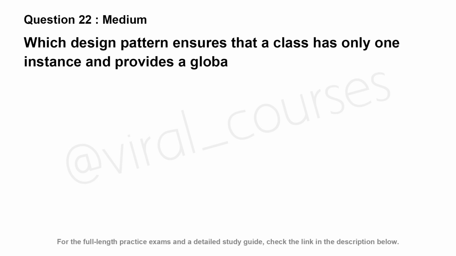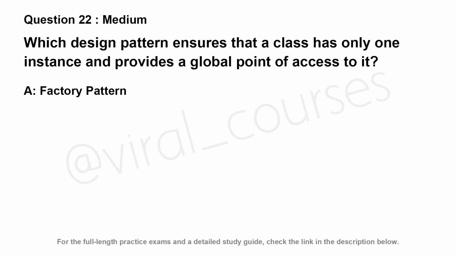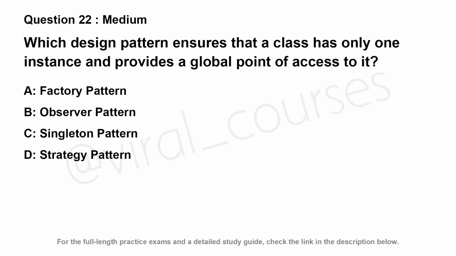Which design pattern ensures that a class has only one instance and provides a global point of access to it? Option A, factory pattern. Option B, observer pattern. Option C, singleton pattern. Option D, strategy pattern.